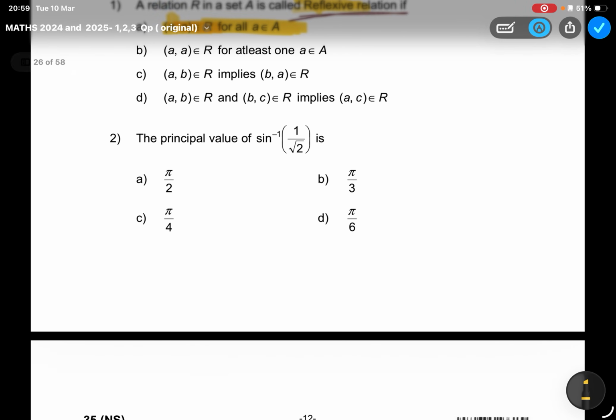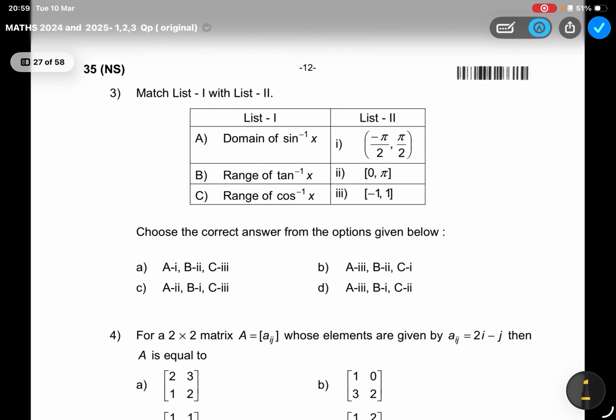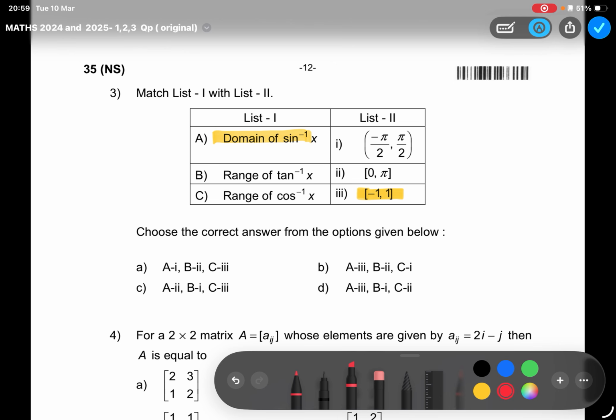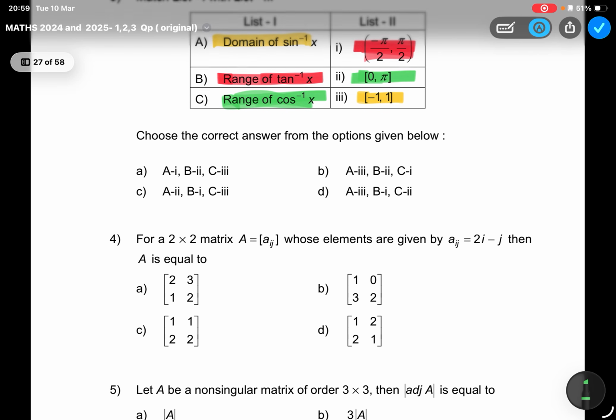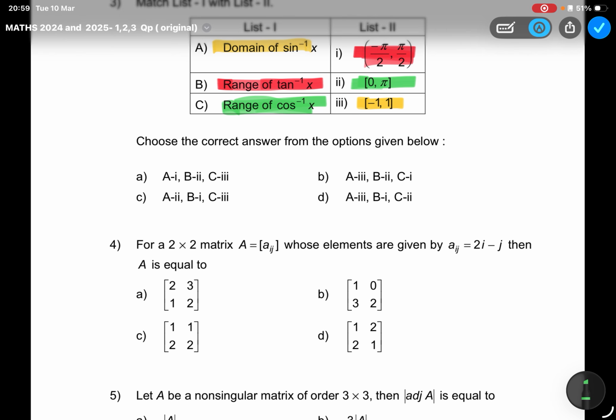And the principal value of sine inverse of 1 by 2, and you know already the inverse of 1 by root 2, when it comes to 1 by root 2, it will be pi by 4. Now match the following. Domain of sine inverse x will be minus 1 to 1. What is the range of tan inverse x? That is the open interval minus pi by 2 to pi by 2. Range of cos inverse x will be 0 to pi. I hope the colors are matching. A3, B1, C2, option D is correct.